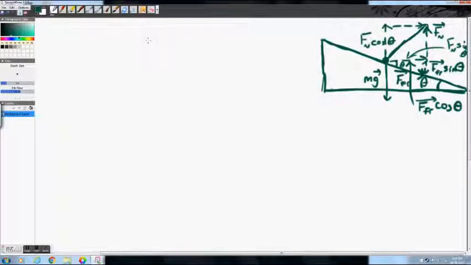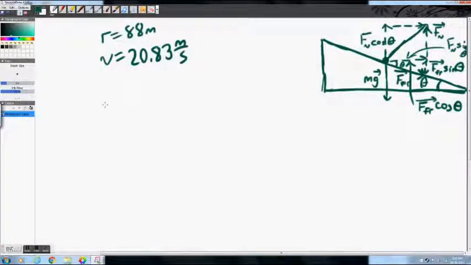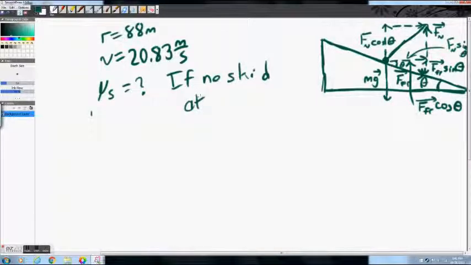Now, to understand this, we're going to do a problem. Let's erase this down here first, and then we'll do our problem. So this here is the case where Fn sine theta is not sufficient. Oh, I forgot to draw that one in. So Fn sine theta and Fr cosine theta are acting in the same direction.